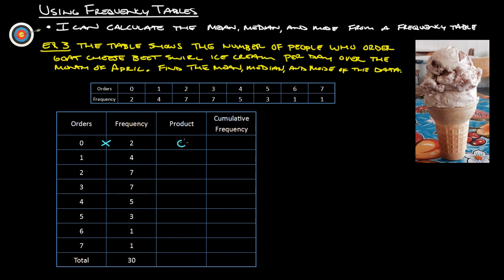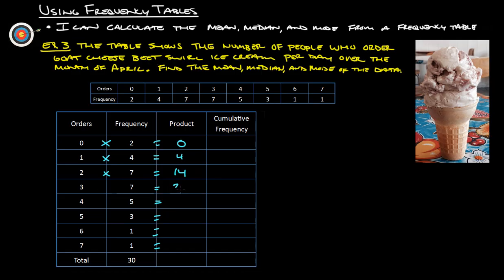So 0 times 2 is 0. So we didn't sell any. Okay, and then there were 4 different days where there was 1 order. So 1 times 4 gives us 4, right? And there were 7 days where 2 people ordered it. So that's 7 times 2 is 14. And we keep doing this on and on and on until we get to the end, right?